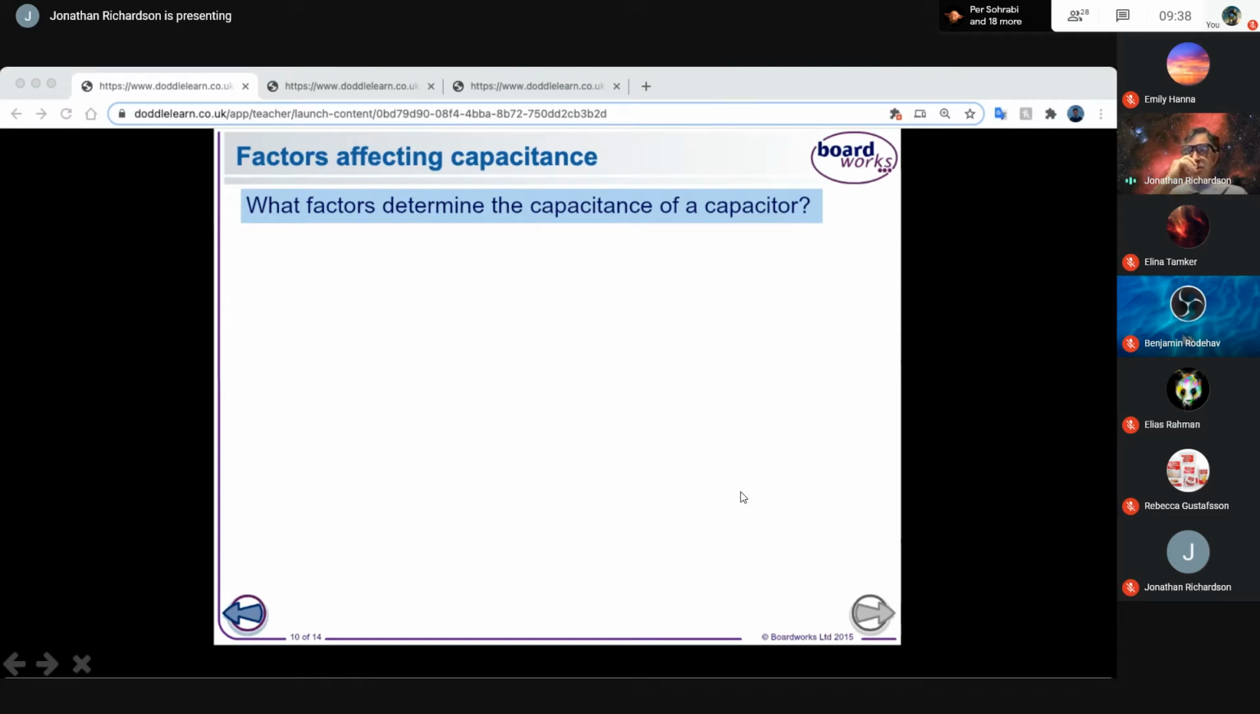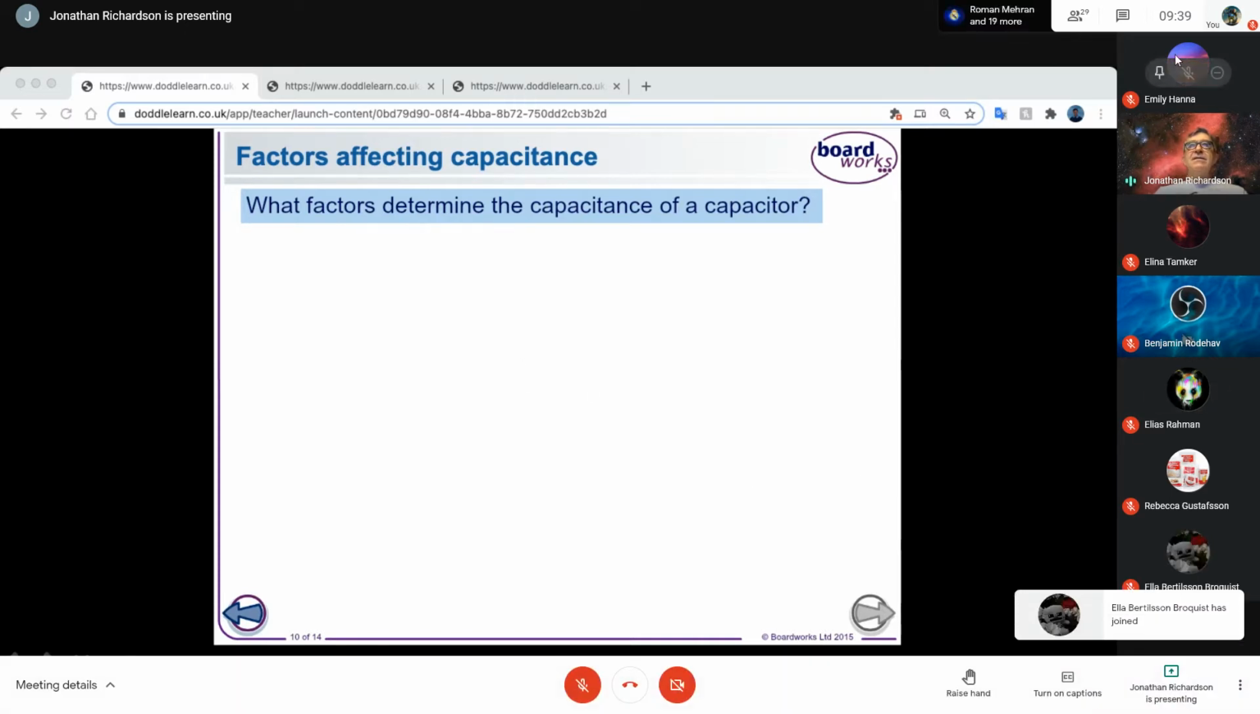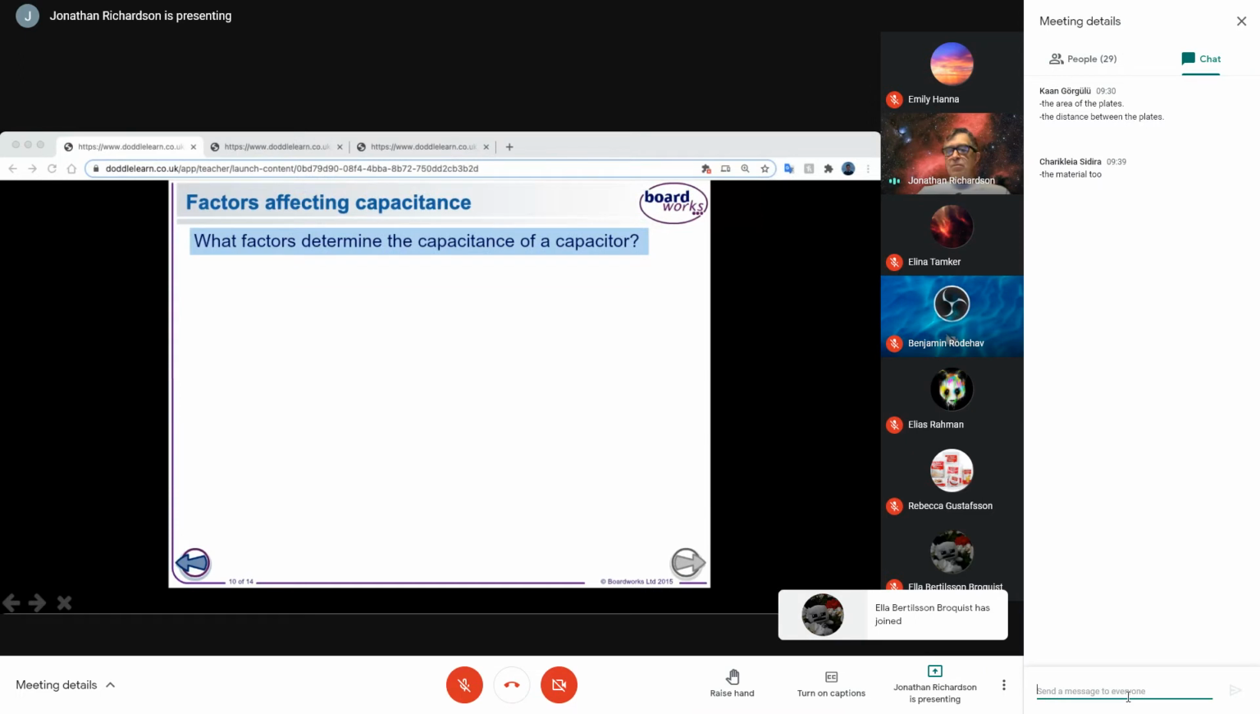Question that I put on the screen, a couple of you have responded. What factors determine the capacitance of a capacitor? It's where we finished yesterday. Basically, what I was wanting you to put up in there is that there are a number of things that we do that will affect what happens to the flow of electrons, or the transfer of electrons, as I have described to you.